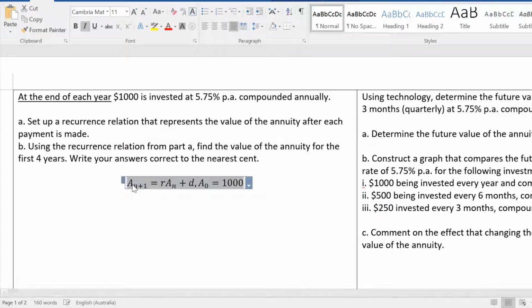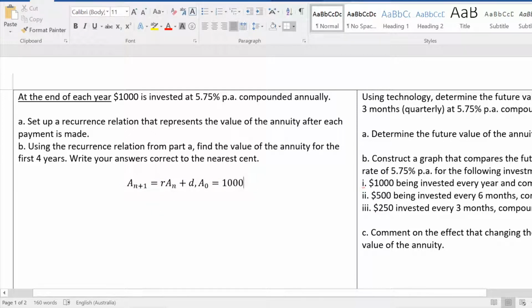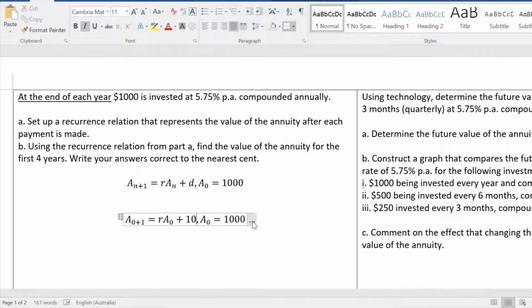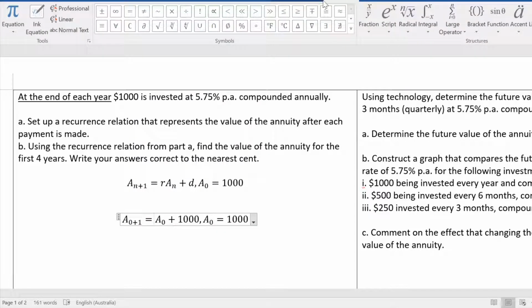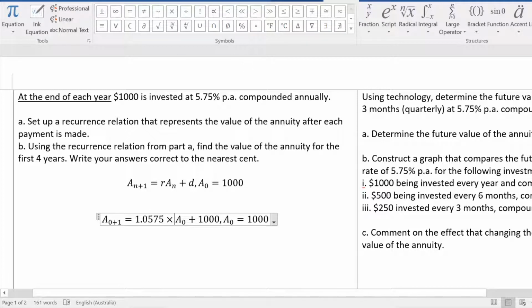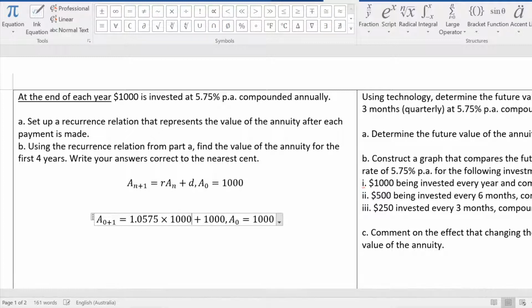So how do we go about doing that? Well, I'm going to copy and paste this down. Here, to work out our value after 1, we substitute these values in. Now the rate is what we have to work out. Here it's 5.75% per annum compounding annually. It all lines up, so we can just multiply by 1.0575. We didn't need to do any division beforehand because it all lined up. We're told what A0 is, so that's going to give us 1,000.